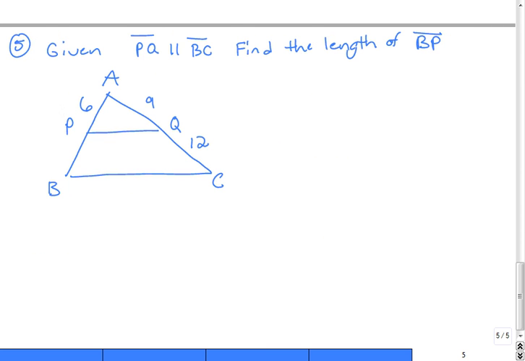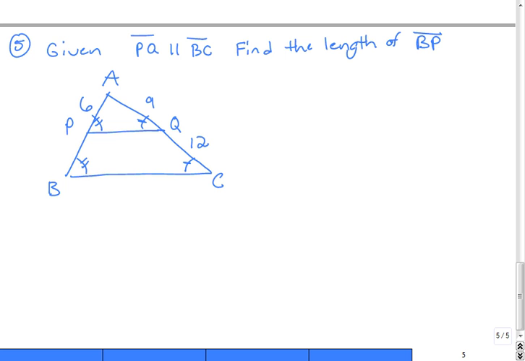Okay, for problem 5, we're told that line segment PQ is parallel to line segment BC. This is important. When we have parallel lines cut by a transversal, we end up with congruent sets of angles. So if PQ is parallel to BC, this angle is going to be the same as this angle, and this angle is going to be the same as this angle. The two triangles share angle A, so that means they're similar triangles.